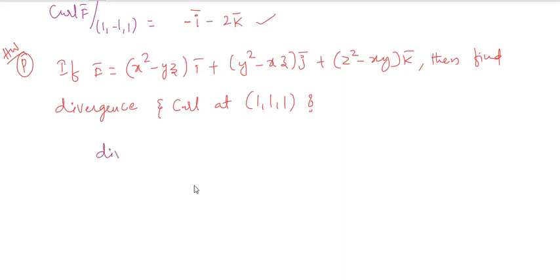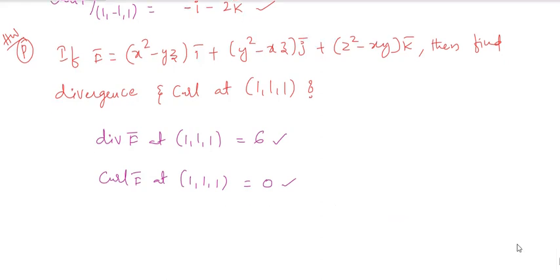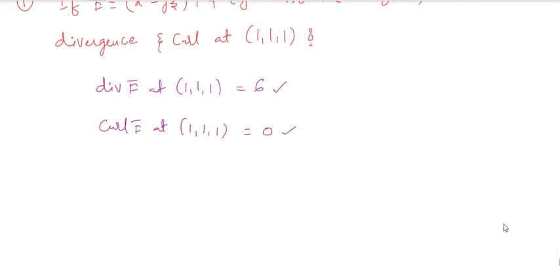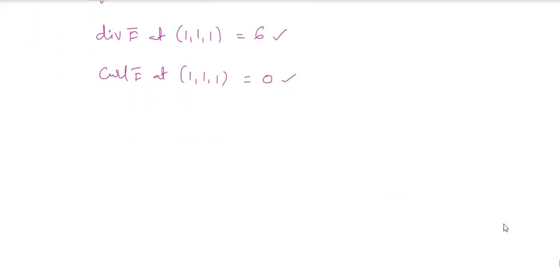I'm just giving the answers. Divergence of f bar at the point (1, 1, 1) is equivalent to 6. Similarly, curl f bar at the point (1, 1, 1) is 0. So check it out, these are the answers. Clear? So take that as homework and try to solve it, same as your earlier problem.